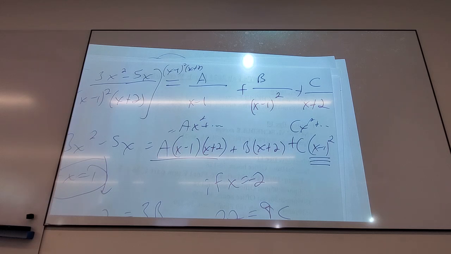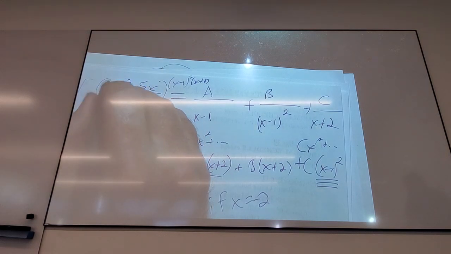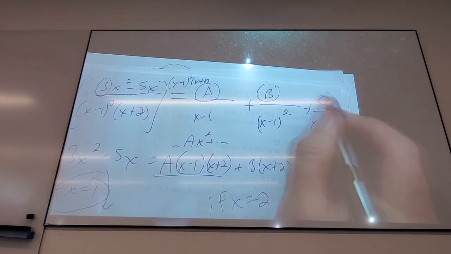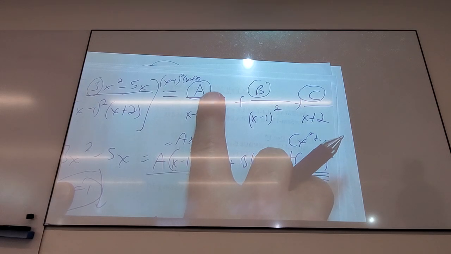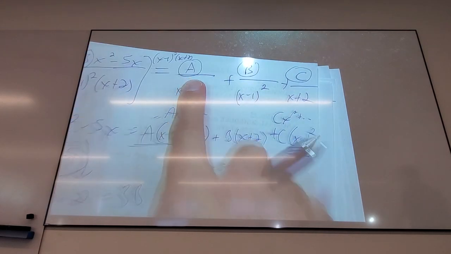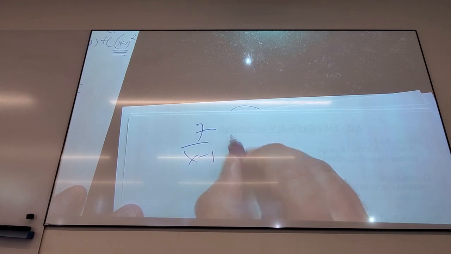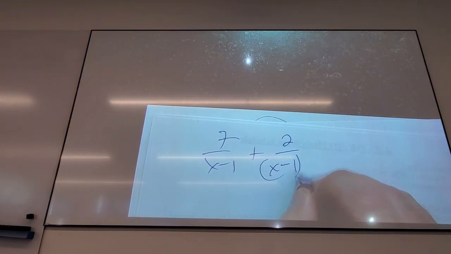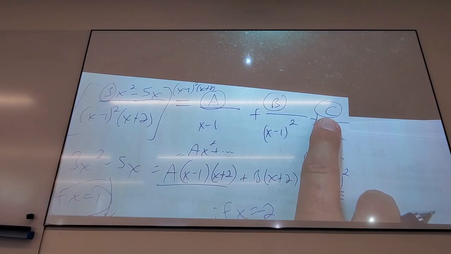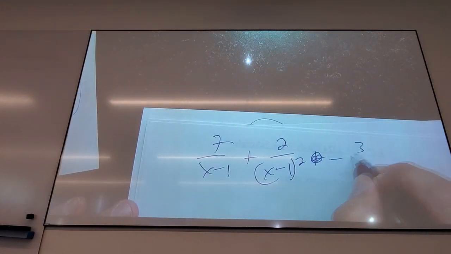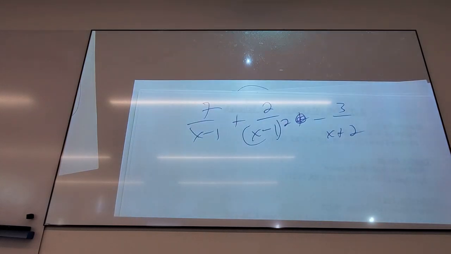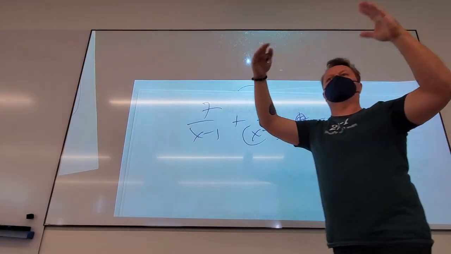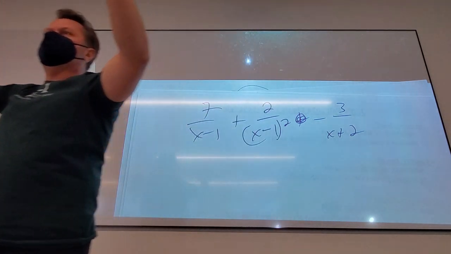How could I make a problem? I want you guys to make a problem where these are whole numbers. Couldn't you just start with the answer? Say, I want this to be 7, and I want this to be 2, and I want this to be -3, and then just work it out and put them together. You would construct a problem whose answers are nice numbers.